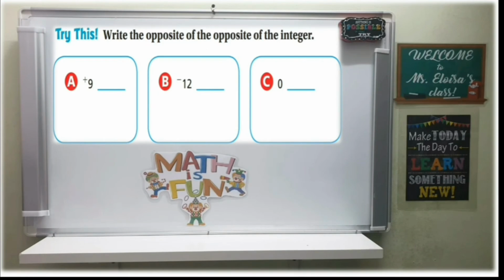Write the opposite of the integer. So the opposite of positive 9 is negative 9. The opposite of negative 12 is positive 12. And the opposite of 0 is 0. As you can see, when we are asked to write the opposite of the integer, we will come up with the opposite sign of the given.